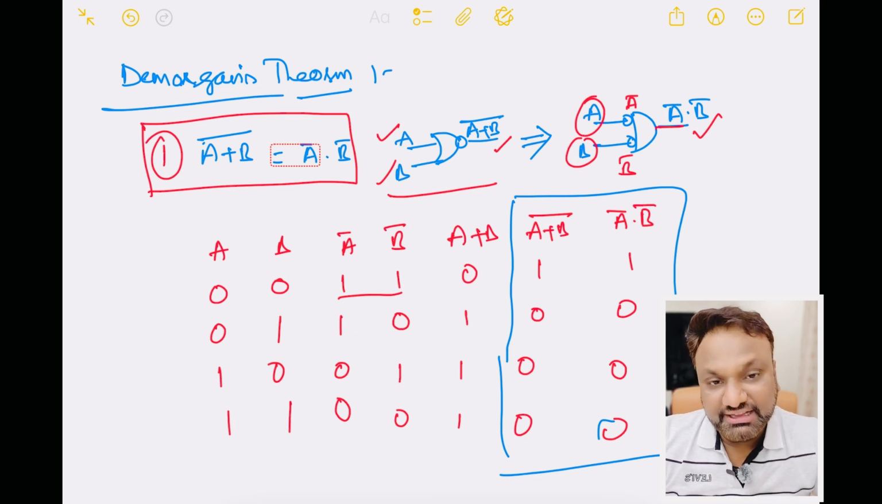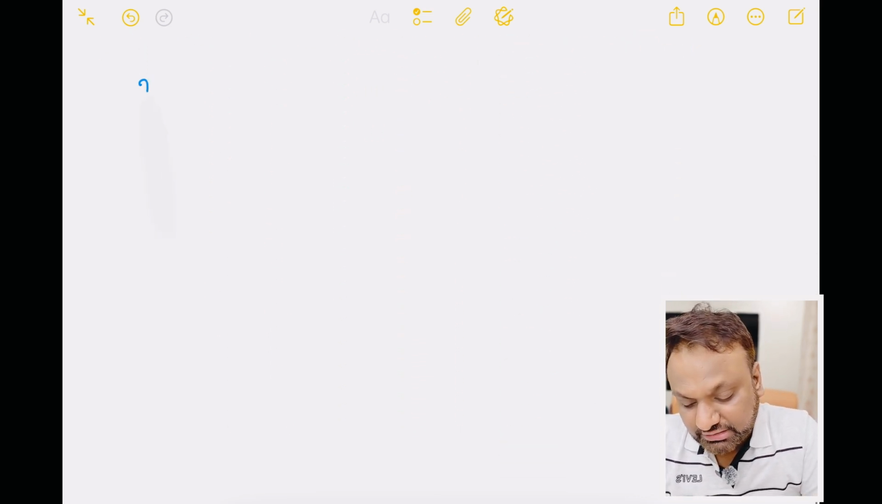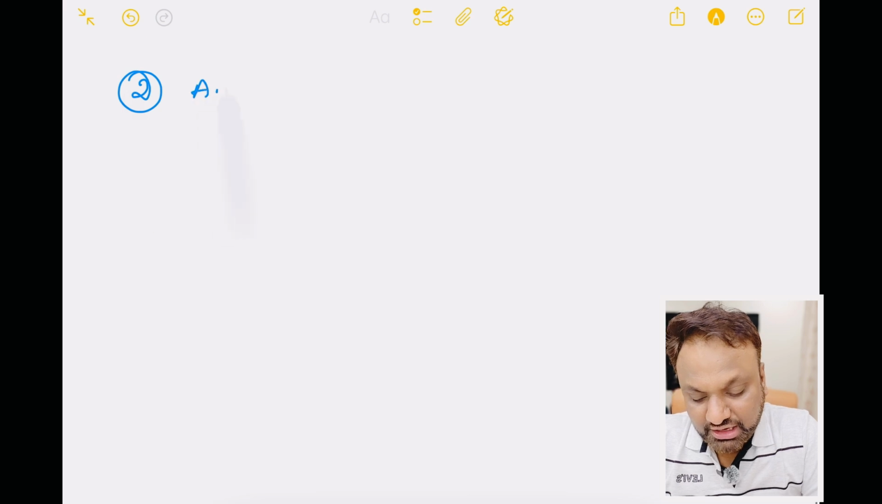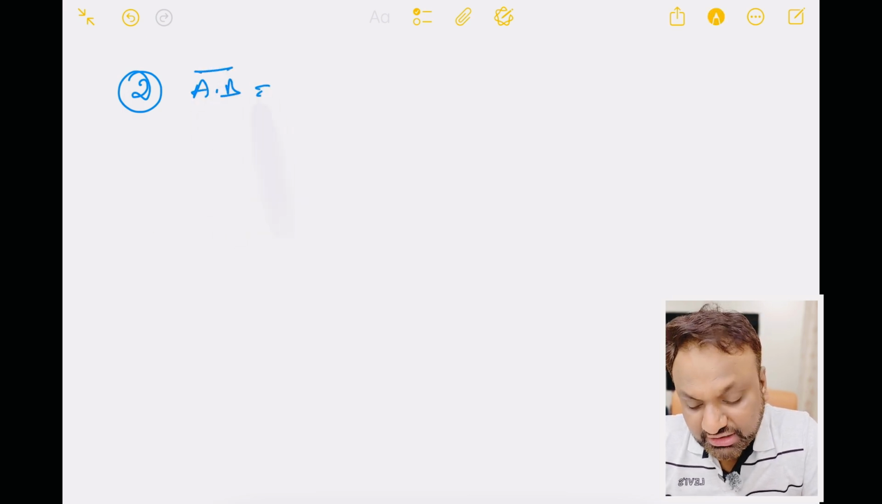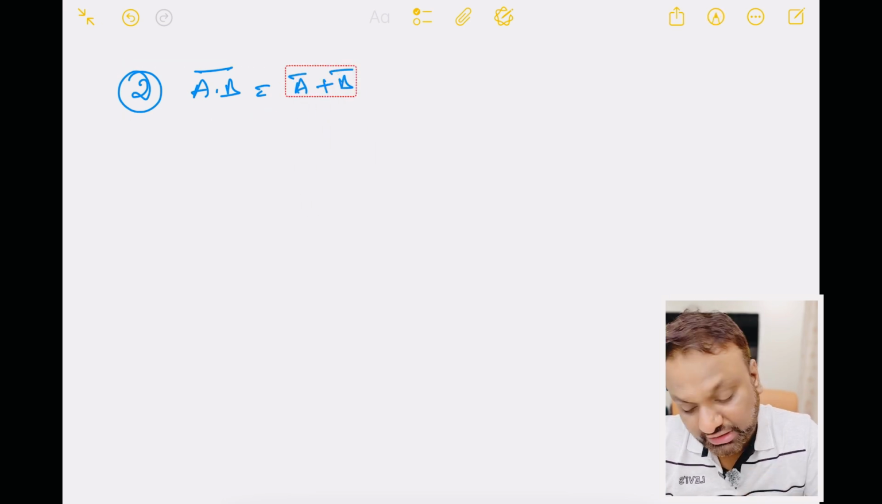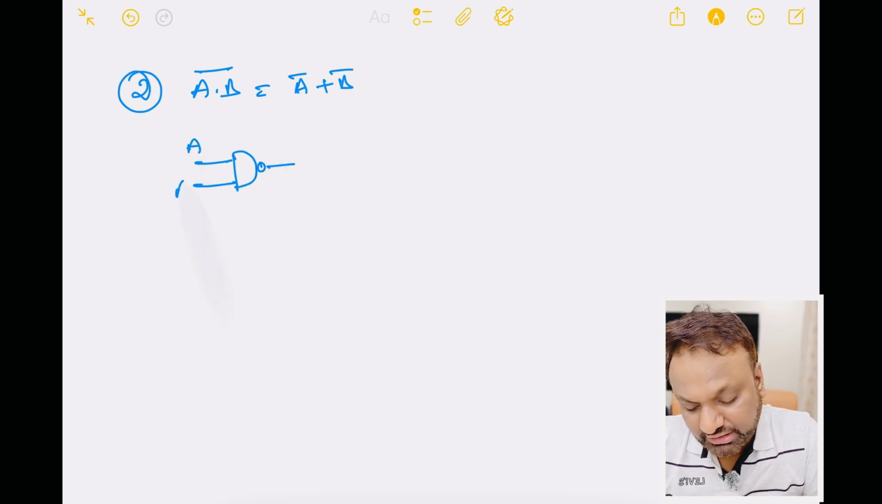Okay, (A + B) whole bar is equal to A bar dot B bar. This is the first law. And the second one: if I take (A into B) whole bar, that is the NAND gate. This is equal to A bar plus B bar. That means A into B whole bar is nothing but my NAND gate. If I give A, B here, this will be (A into B) whole bar.